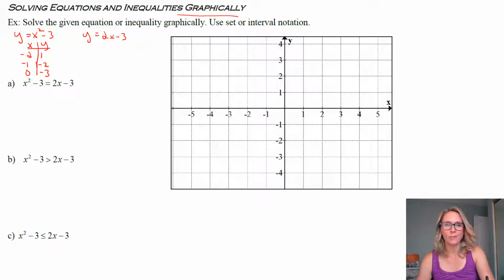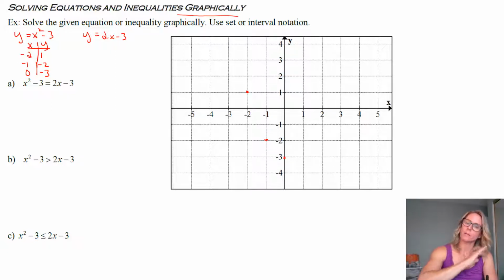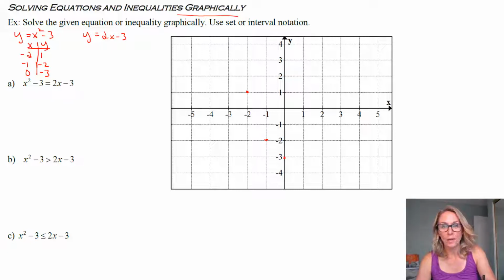But it's going to give me -2, 1, and -1, -2, and 0, -3. Now, something we'll talk about in the future, and some of you may already know, is that this is a quadratic, so it's a parabola, and parabolas have symmetry. We have actually talked about symmetry, because we could plug in -x and get the same thing. This tells us that we're symmetric over the y-axis. So I'm just going to draw the symmetric points on the other side of the y-axis, and I'm going to know that that's what this looks like.